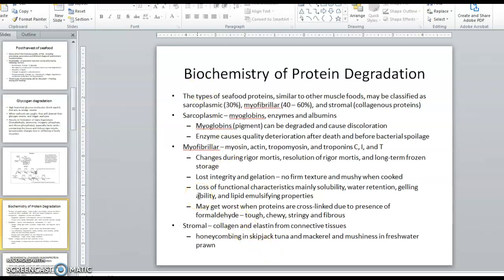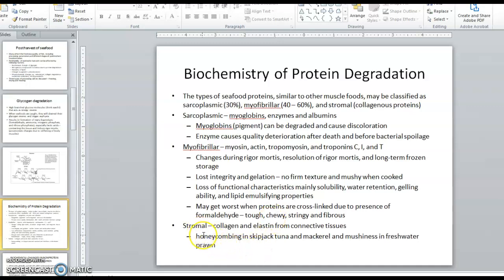The degradation can also lead to the loss of functional characteristics, namely solubility, water retention, gelling ability, and lipid emulsifying properties. And it may get worse when proteins are cross-linked due to the presence of formaldehyde, and it can lead to tough, chewy, stringy, and fibrous seafood.